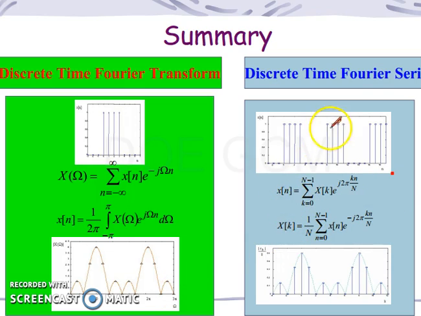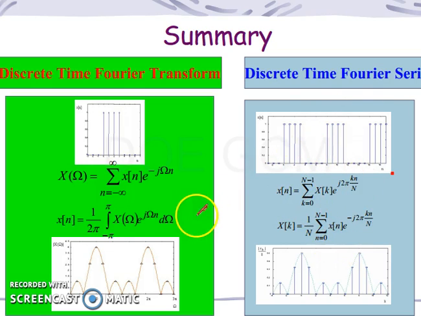So that's how we got the discrete time Fourier series. Here it is discrete and it is periodic. To convert this signal into the frequency domain, we use X of k, the frequency coefficients, which is equal to 1 by N times the summation of n equal to 0 to N minus 1 of x of n times e raised to minus j2 pi k n by N. For the synthesis, small x of n is a sequence in the time domain.